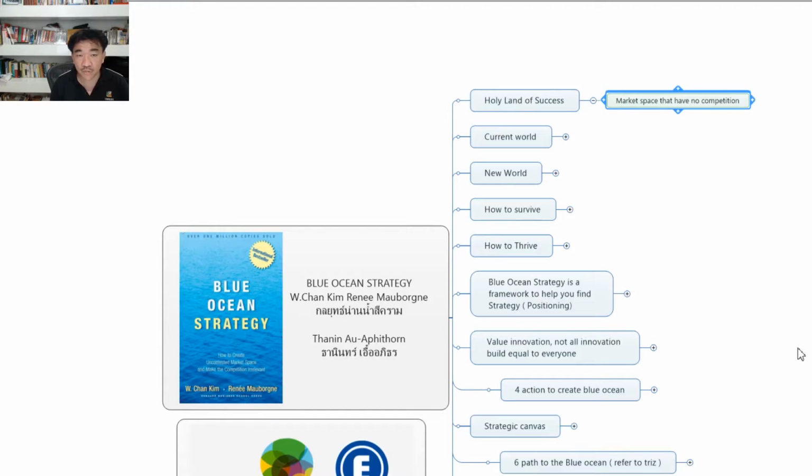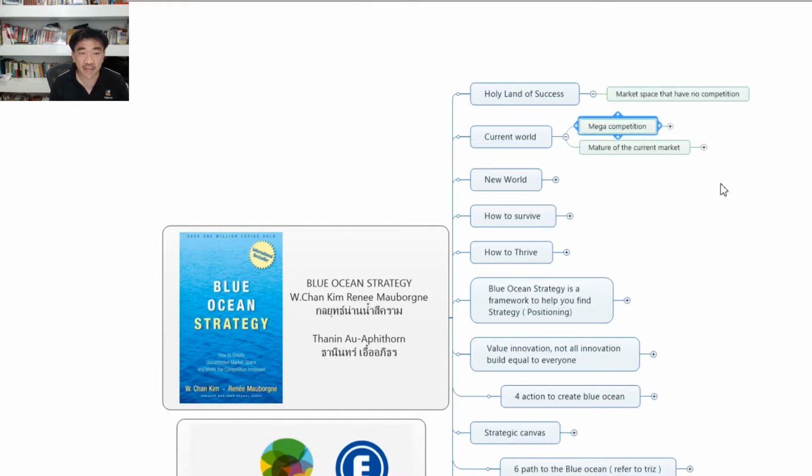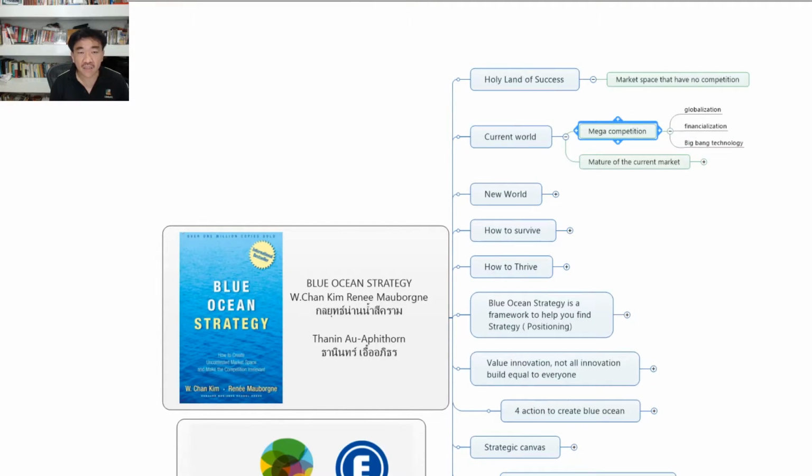So that would be good, because when we are actually in business, we know that every day we have to compete with other people and offer something better. So in the current world, we are driven by a mega competition. The reason we are in a mega competition compared to 10 years ago, or 20 years ago, or 50 years ago, is because of two reasons.